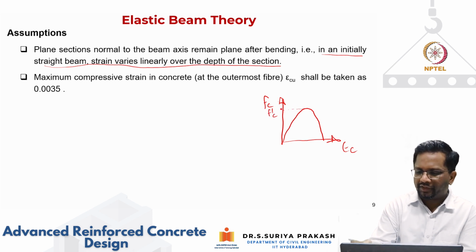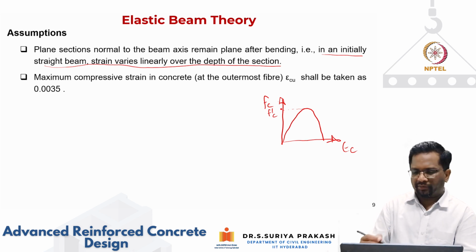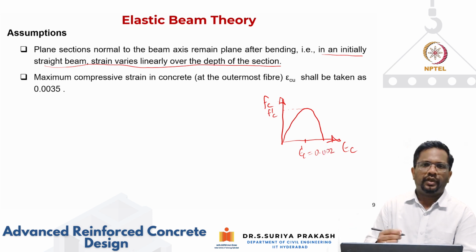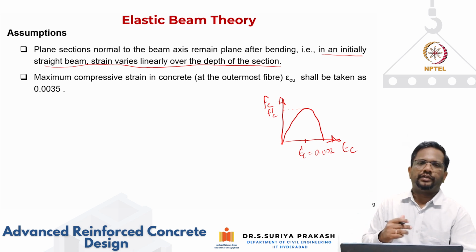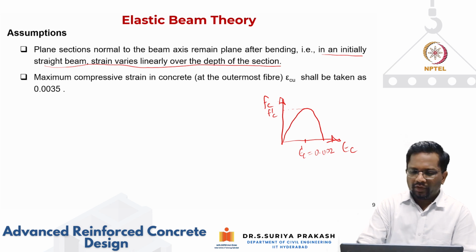So the peak stress is called the compressive strength of concrete, the cylinder compressive strength, which is denoted as f prime c, and the strain corresponding to this peak stress is epsilon prime c. Usually we take that as 0.002, right? For strength up to 40 megapascal, concrete reaches its peak strength at a strain of about 0.002.